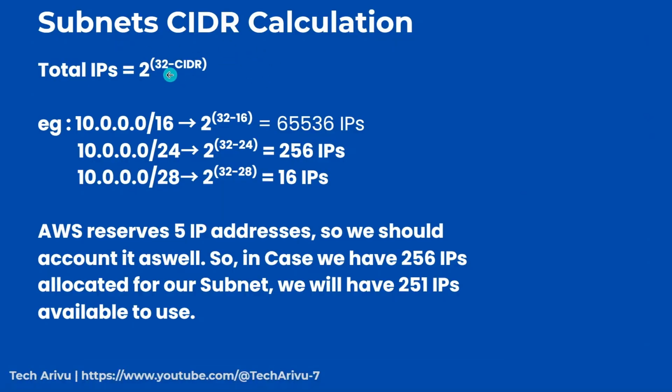The CIDR size is calculated by this formula, that is 2 power (32 minus our CIDR number). So if it is a 16, 32 minus 16 is 16. So 2 power 16, we will have a total of 65,536 IPs with this CIDR block. If it is 24, we will have 256 IPs inside our subnet, and if it is 28, we will have a total of 16 IPs. AWS always reserves 5 IP addresses by default. So we will have 251 IPs if it is a /24 CIDR. So always keep it in mind.